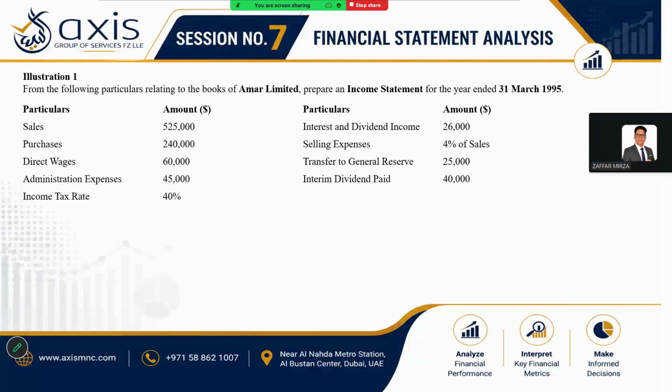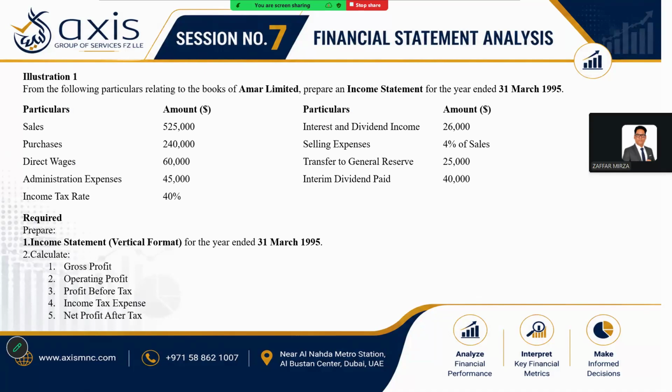So now, from the following particulars related to the books of Amer Limited, prepare the income statement for the year ended 31st December 2025. Required to prepare the income statement in vertical format, multiple step method, not single step method. Calculate the gross profit, operating profit, profit before tax, income tax, and the net profit after tax.